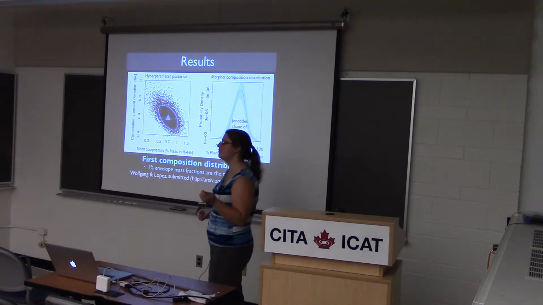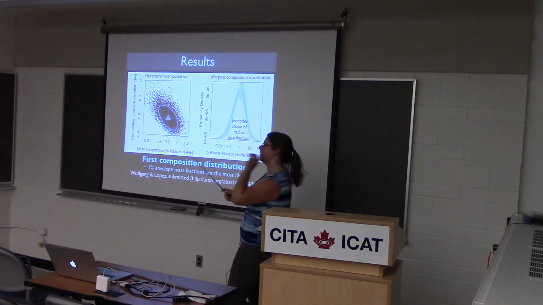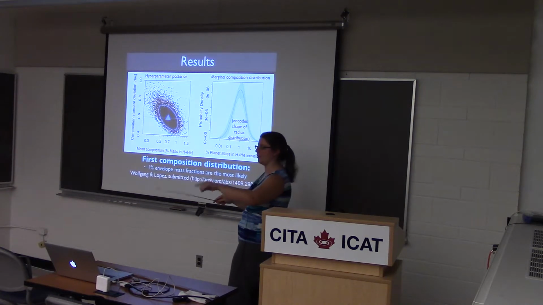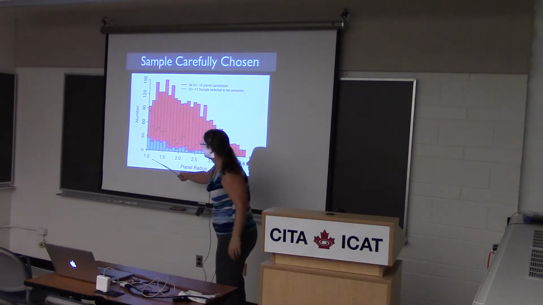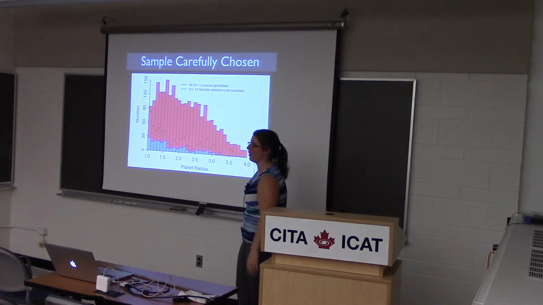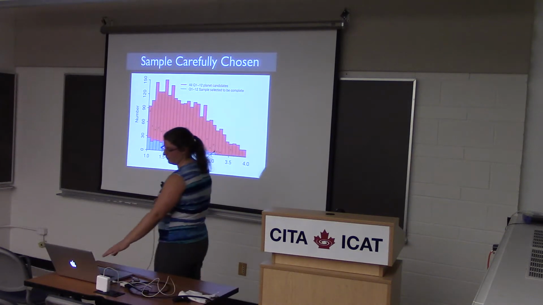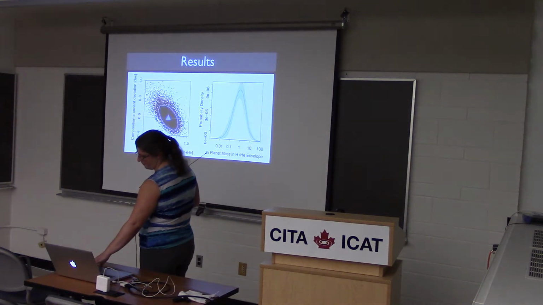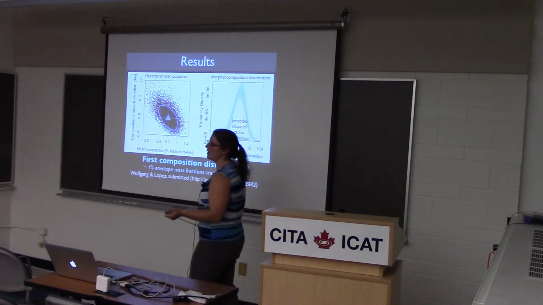Yes, so this is for all the planets. I should clarify that my sample, as you can see from the radius distribution, only considers planets between 1 and 4 Earth radii. This final result is for all the planets between 1 and 4, with orbital period less than 25 days.